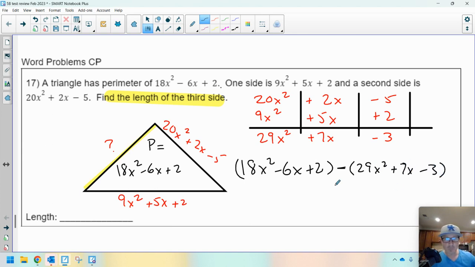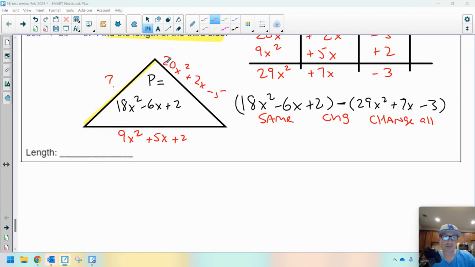Now remember, way back in video 1, the very first one, we did this. We subtracted polynomials. Now, in order to subtract polynomials, we did same, change the sign, and change all. Same, change all. And this is how we do it.